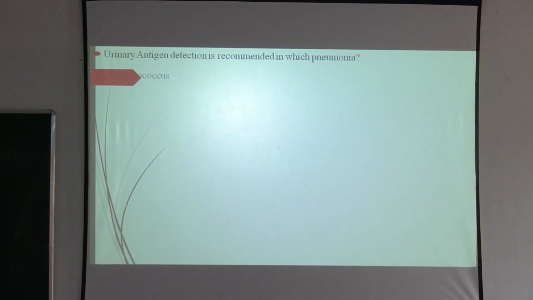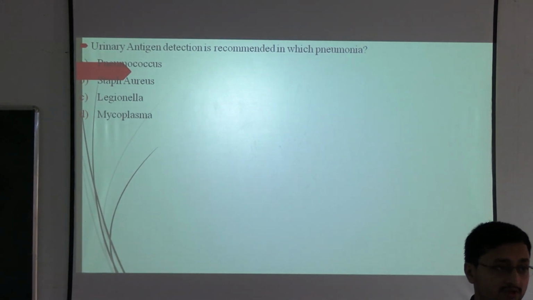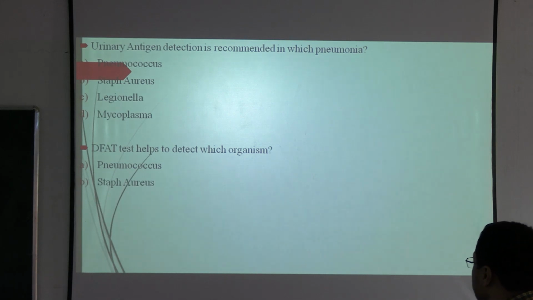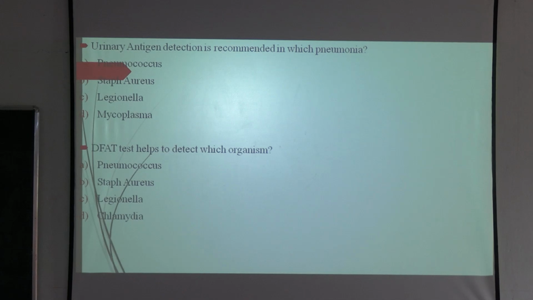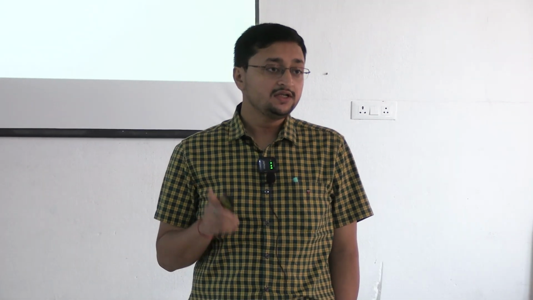Second, urinary antigen detection is recommended in which pneumonia? Pneumococcus, right? And direct fluorescent antibody test helps to detect which organism? Is it pneumococcus, staph, Legionella or chlamydia? Chlamydia and other organisms, chlamydia, pneumococcus and pneumocystis carinii. These three are the organisms which can be detected via DFAT.